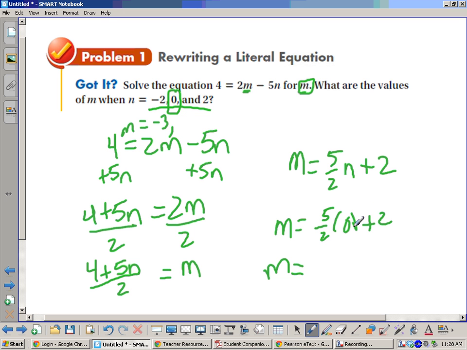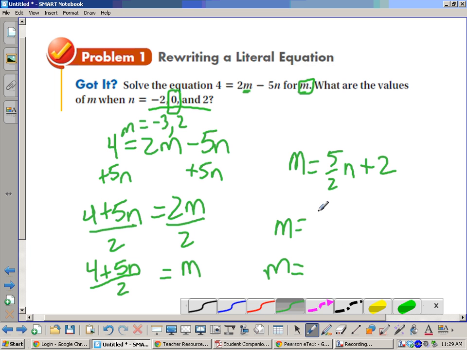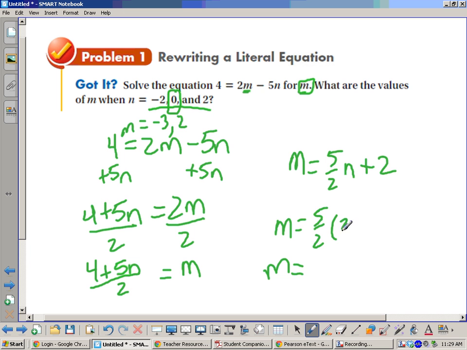And 5/2 times 0 is 0, plus 2 is going to be 2. So we get 2. Now we're going to put 2 in here for n. So 5/2 times 2 plus 2. And if I do 5/2 times 2, I'm going to get 5. If I add 2, I get 7. So 7 is associated with 2. So what we've done here is we rewrote the equation and then substituted to get answers.